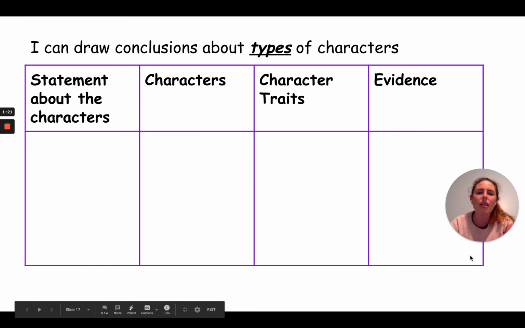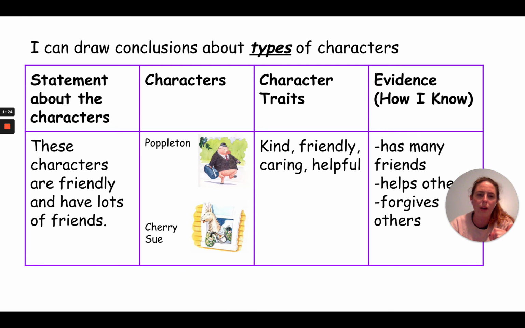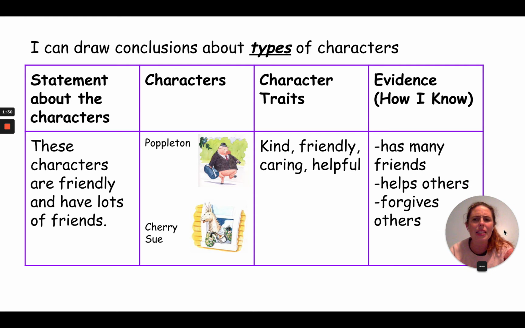So, this is our graphic organizer. I wanted to show you what drawing conclusions meant. It means I can say a sentence about a character that I've read and say how they are always like this in stories. So I decided to choose two characters, Poppleton and Cherry Sue. My statement or sentence about the characters is that these characters are friendly and have lots of friends.